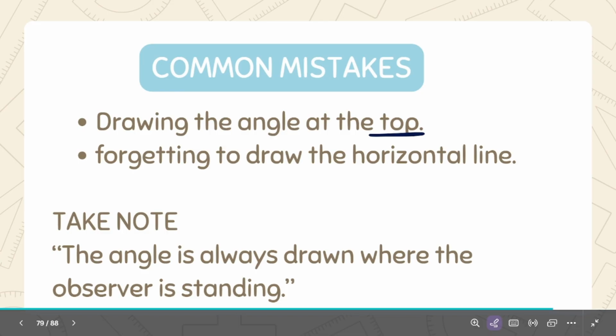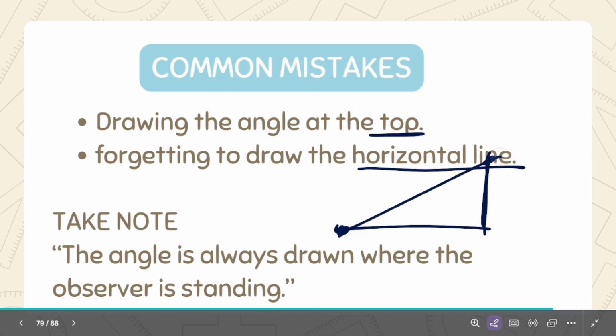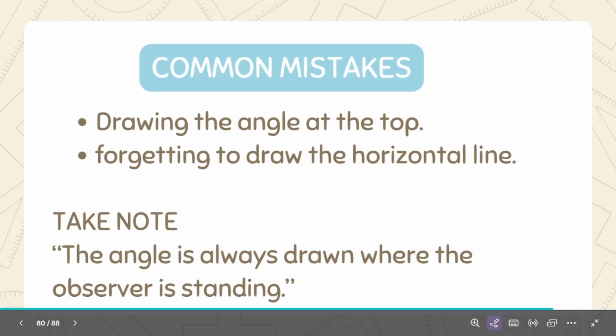Then most students also forget the horizontal line. So please ensure to always start with your horizontal line. Take note, the angle is always drawn where the observer is standing. That is why the angle is at the bottom. If this is my horizontal line and this is the vertical line, and I want to look at this top, I'm standing here. Since this is the point where I'm standing and I want to look at the top, my angle will certainly be here. So the angle is always where the observer is standing. In this case, the observer is standing here, so the angle will be here. Take note of that.